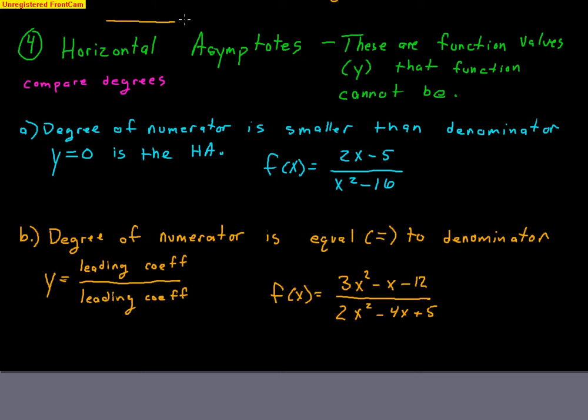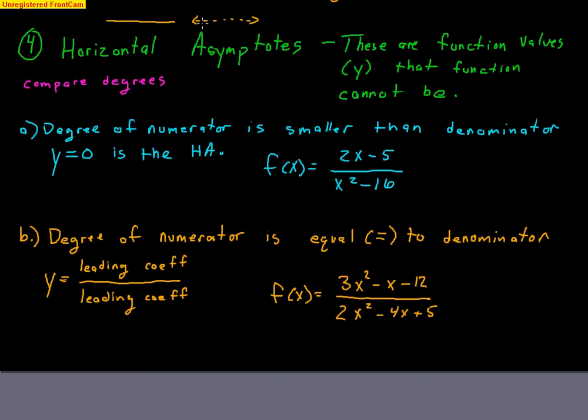Obviously horizontal lines go like this, but we traditionally make them dotted because there are lines that are not really there, but we know we cannot cross them. These are function values y that the function cannot be. A lot of kids don't quite understand what horizontal asymptotes are. Just remember that they are values that you cannot be. These are y values that cannot be.